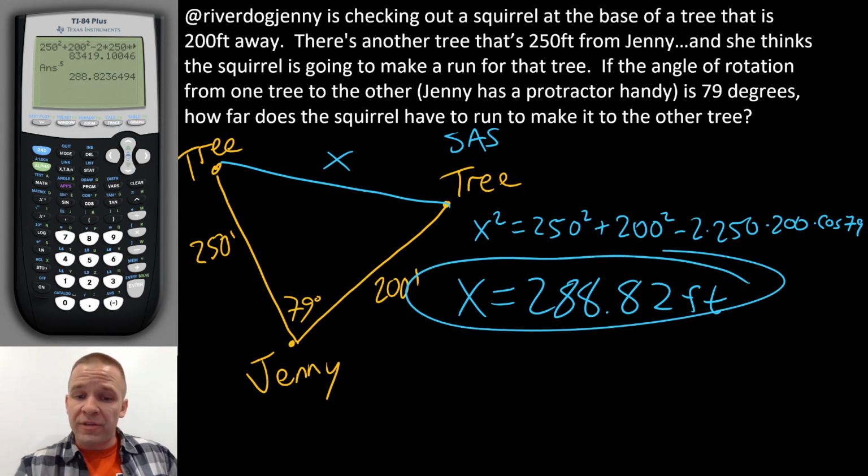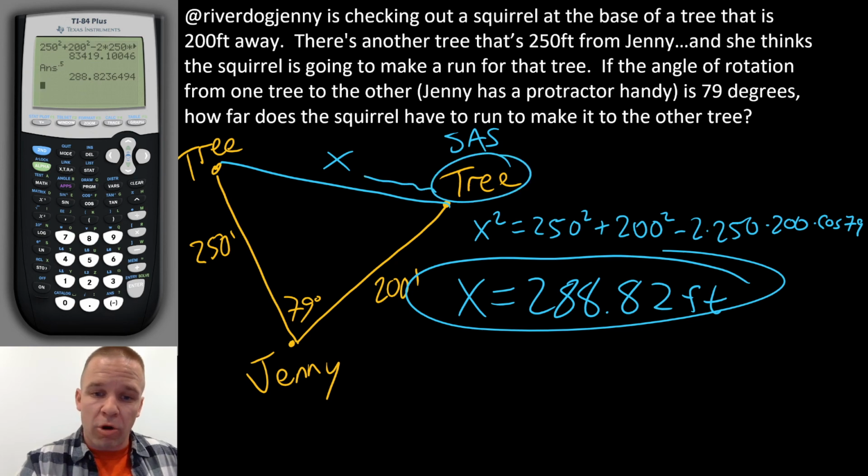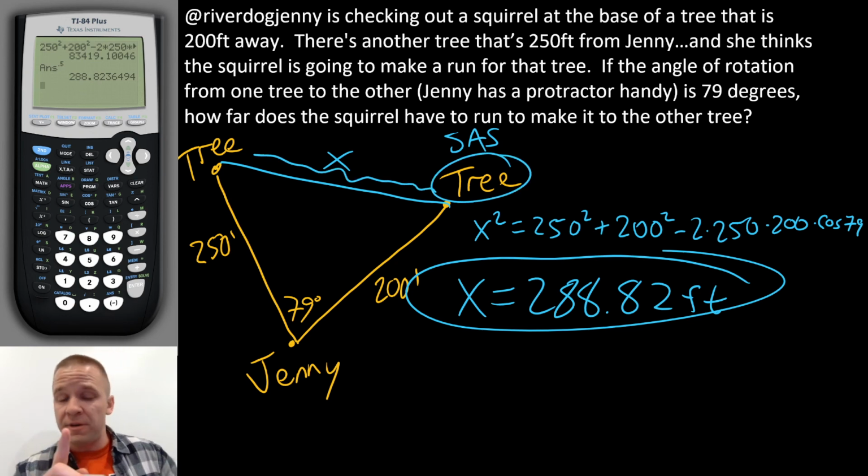So if that squirrel's starting over here, Jenny's only got 250. She's got the shorter distance here. She might have the upper hand with this squirrel. But those little guys, they're fast. So is Jenny. I don't know.